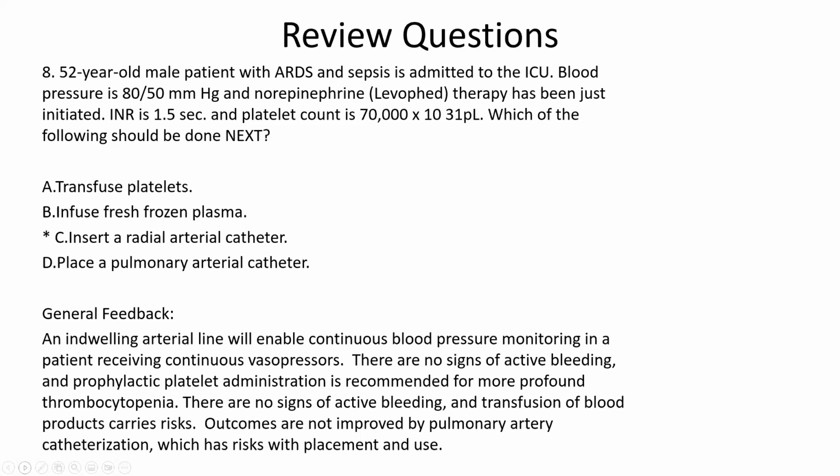Transfuse platelets, infuse the same next, not down the road. Give them platelets, infuse fresh frozen plasma, insert a radial arterial catheter, place a pulmonary artery catheter. An indwelling arterial line will enable continuous blood pressure monitoring in a patient receiving continuous vasopressor. There's no signs of active bleeding, even though the patient has a platelet count that's significantly below normal.